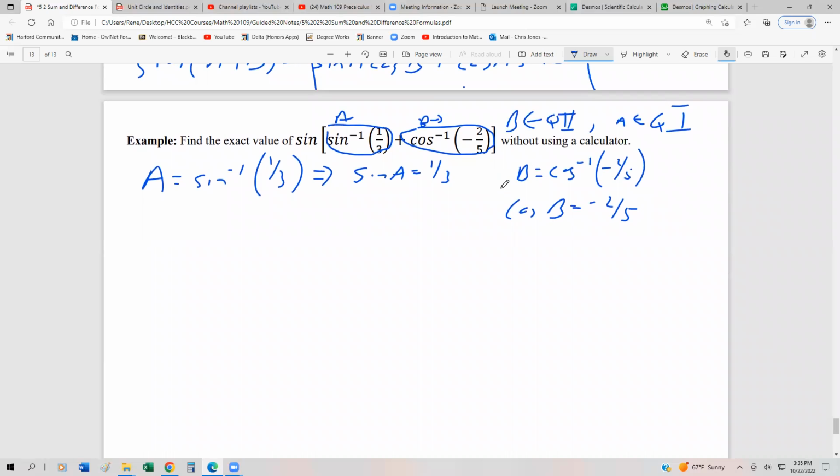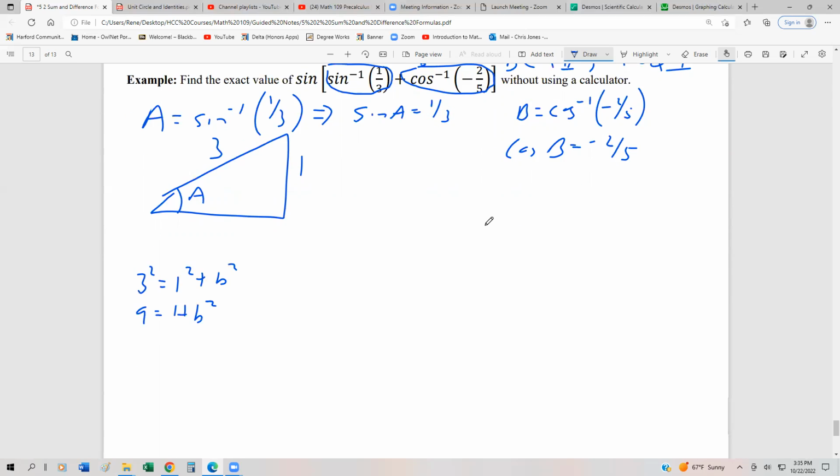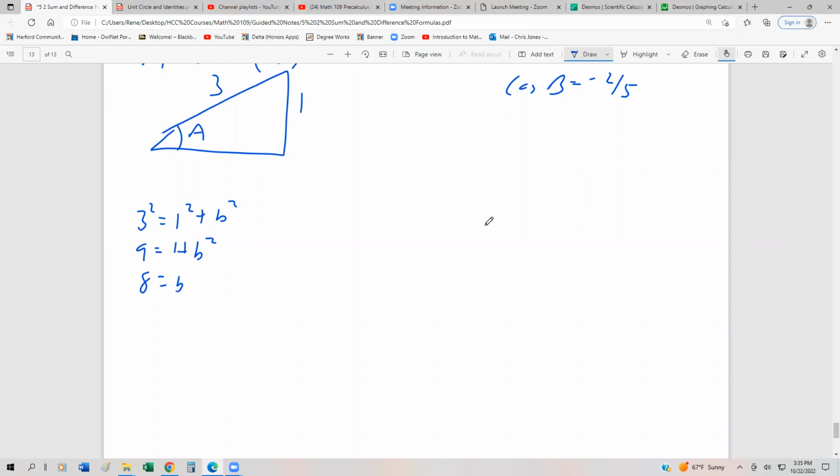We have our right triangle. Okay, so let's call this A. Remember the sine is the opposite over the hypotenuse, and to figure out the missing side, we're going to say 3 squared equals 1 squared plus b squared. 9 equals 1 plus b squared. 8 equals b squared. And so that means the square root of 8 is equal to b. But remember, 8 can be written as 4 times 2, and so that means 2 roots of 2 is equal to b.